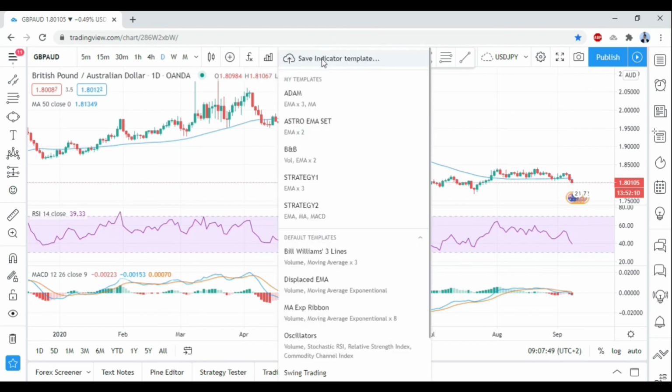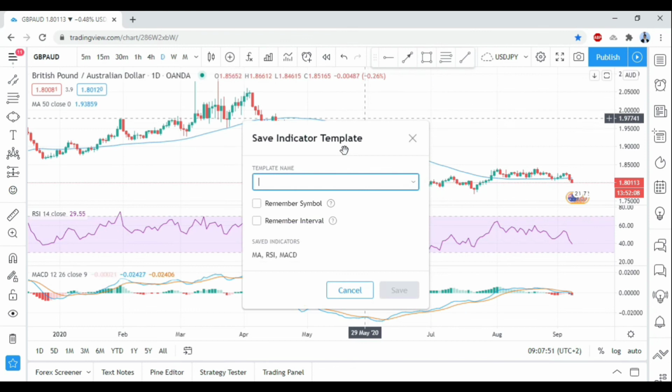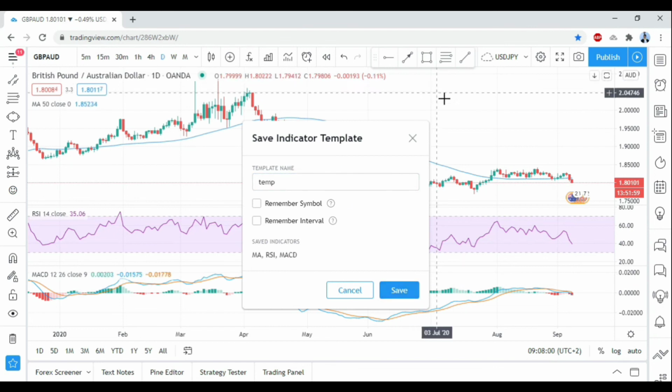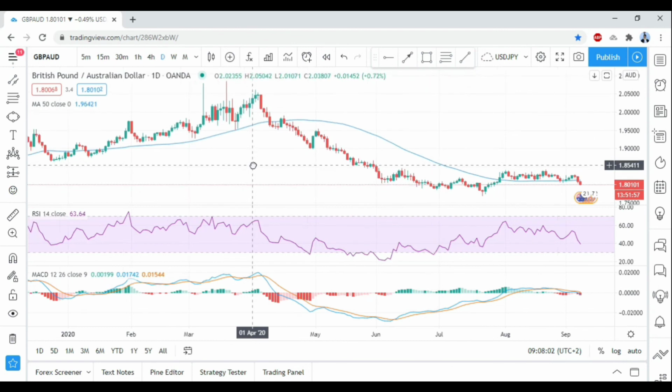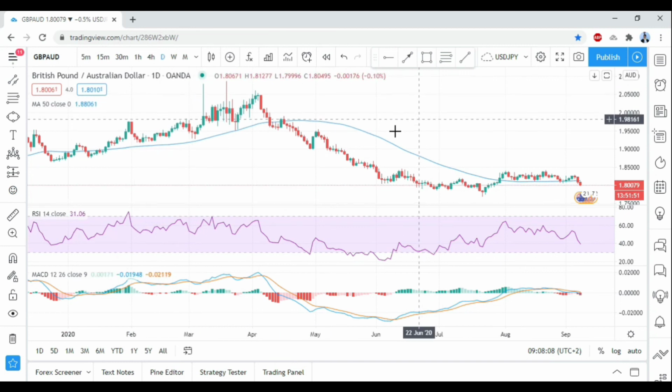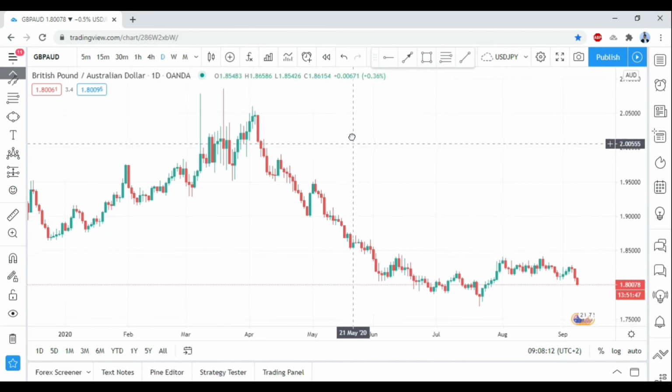You can go to save indicator template, and you can create your own template that you can just save for future use. So let's just call it template, save, and you can make use of this template whenever you want to use this exact same template on a different currency pair. So let's just delete all of these indicators real quickly.